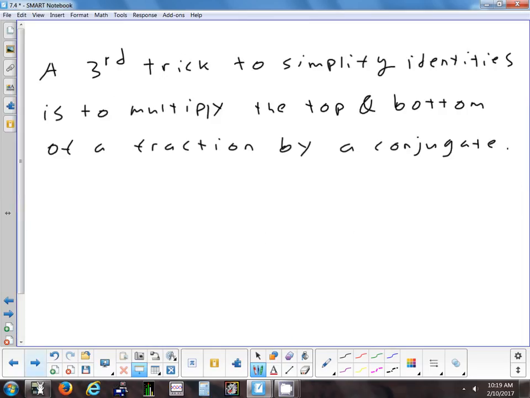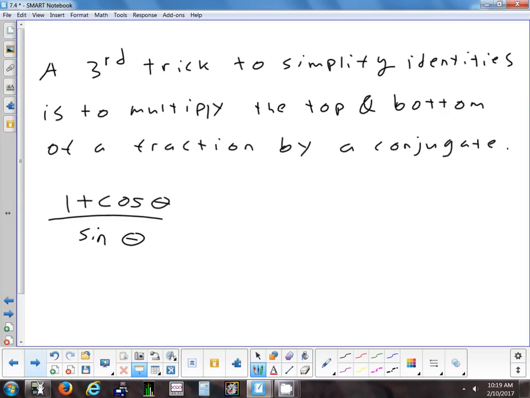So we verified that what's on the right does equal what's on the left. All right, so the third and last big trick that we can use: we can change to sines and cosines, we can find a common denominator, and the third thing is to use the conjugate. It doesn't say where the conjugate has to be. So a conjugate usually looks something like this.